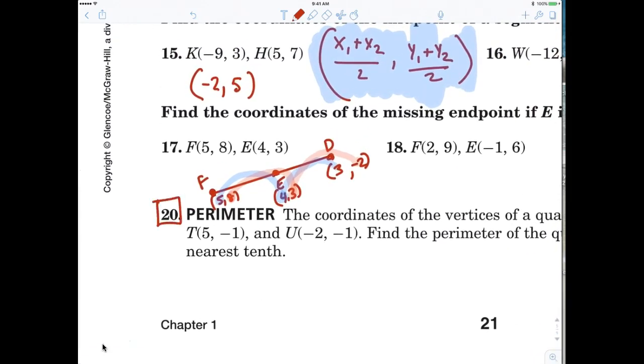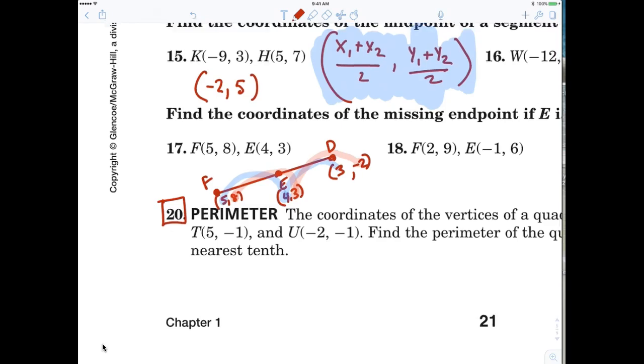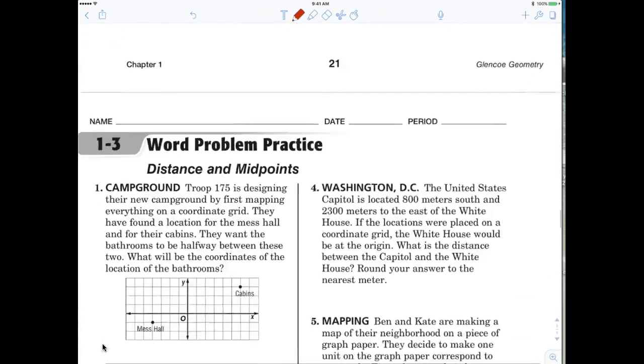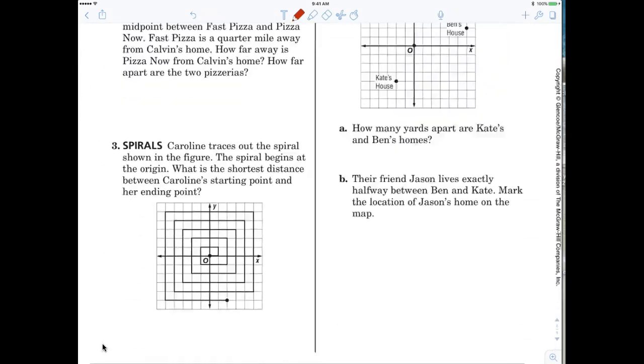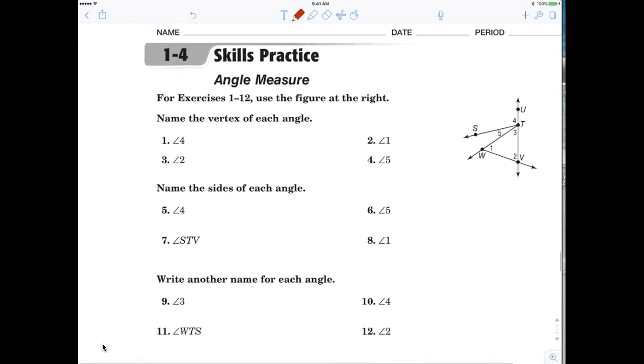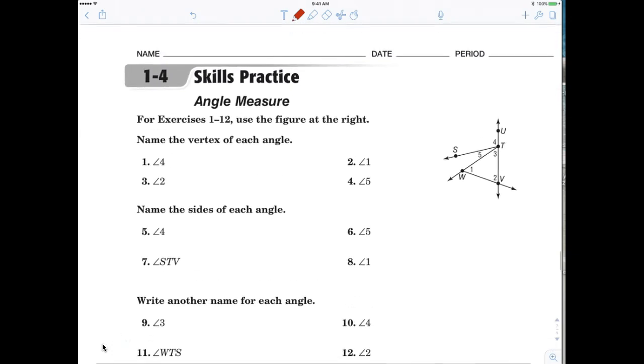Now, 20 is brilliant. I want you to do 20 on your own. You just have to find the distance 3 times. I think we can do that. Let's take a look right over here real quick. Jump to 1, 4.